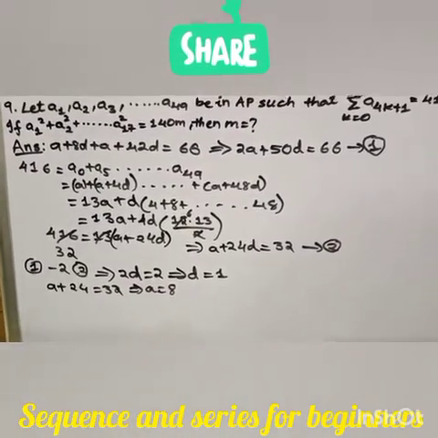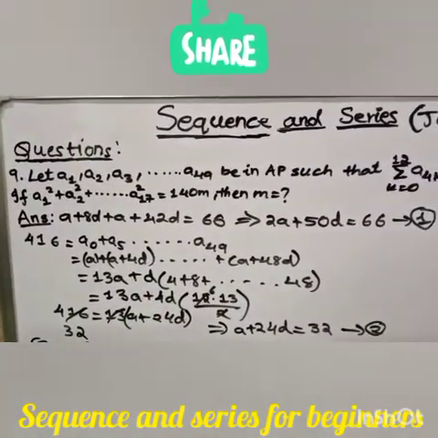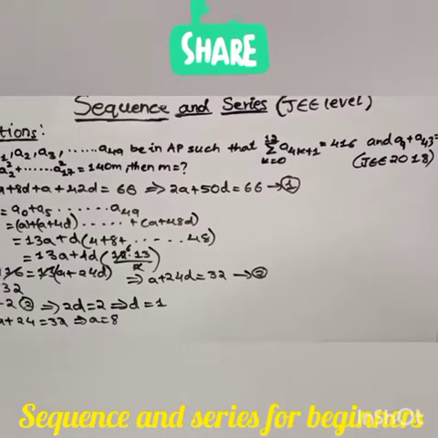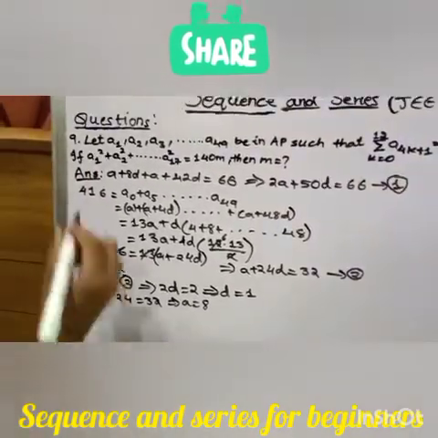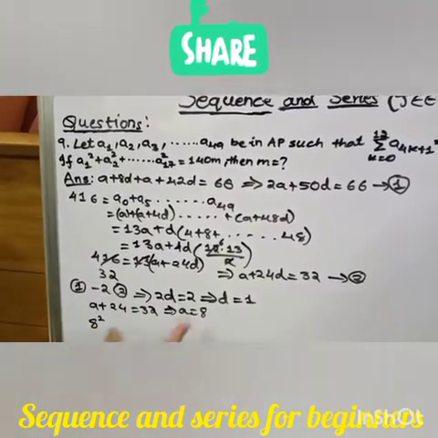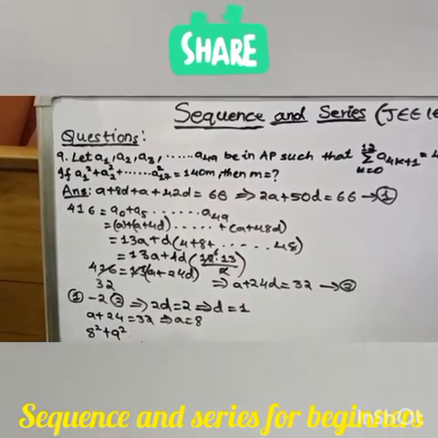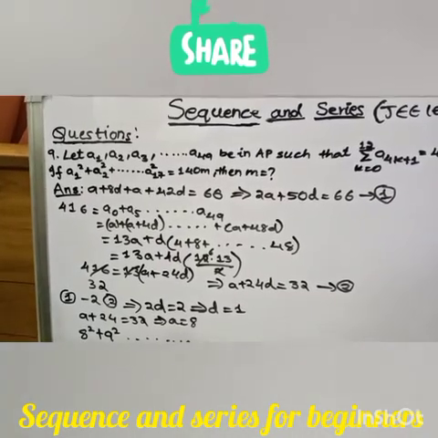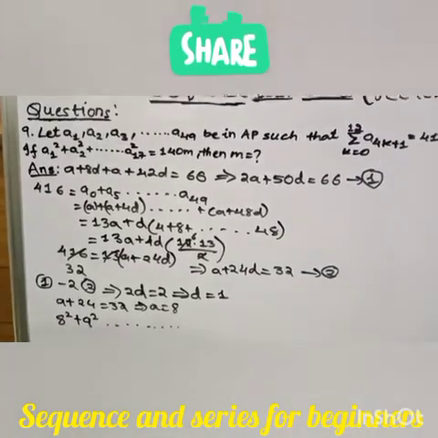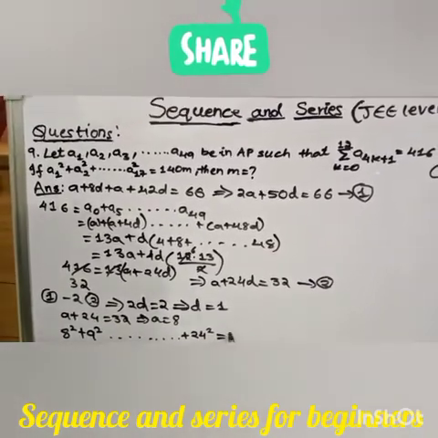We got both of these. So what is he asking? a1 square plus a2 square, and so on. What can we do over here? Okay, we can substitute the values. Now a1 is a, right? So it is going to be 8 square. Since d is 1, we get a consecutive sequence: 9 square plus 10 square and so on until 24 square, which is equal to 140m.